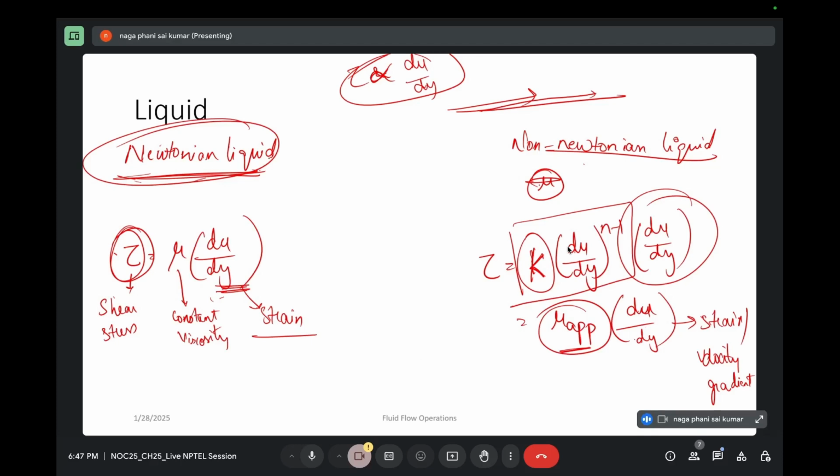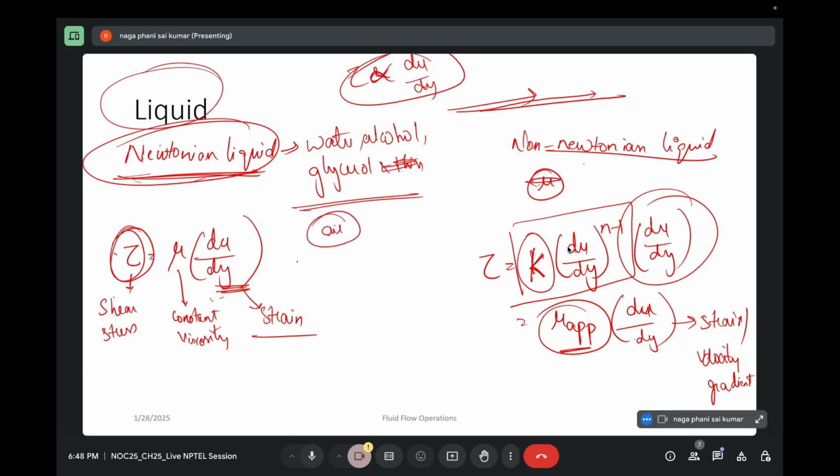So examples of Newtonian fluids are water, alcohol, glycerin or glycerol, and thin motor oil. So these are enough. Apart from this, as we're talking about liquids, I'm only giving examples of liquids, but air is also a Newtonian fluid.